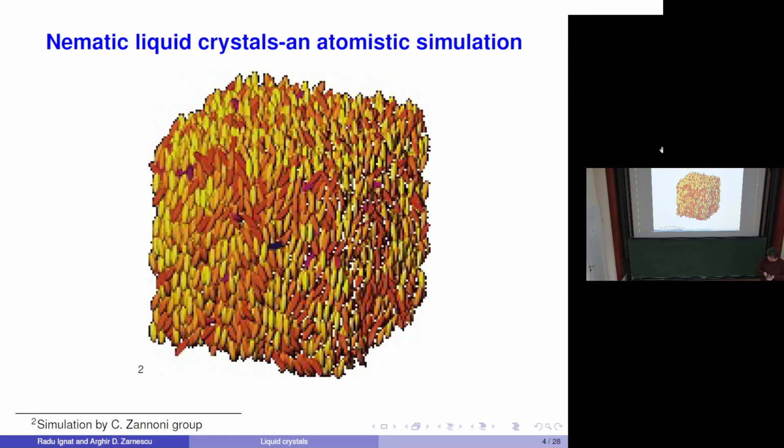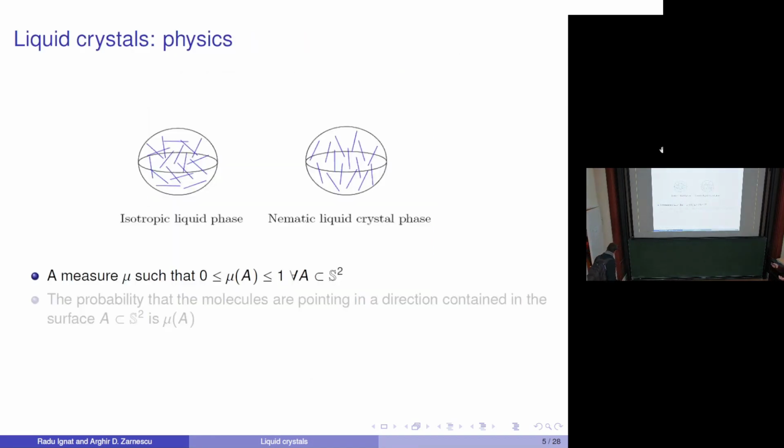Now that's what happens, and then the issue is how to model this. In modeling, you also have to take into account the fact that this is not just a material in one phase. And what happens is that if you are at a high enough temperature, these rod-like molecules will have no preferred orientation, so this behaves like a liquid.